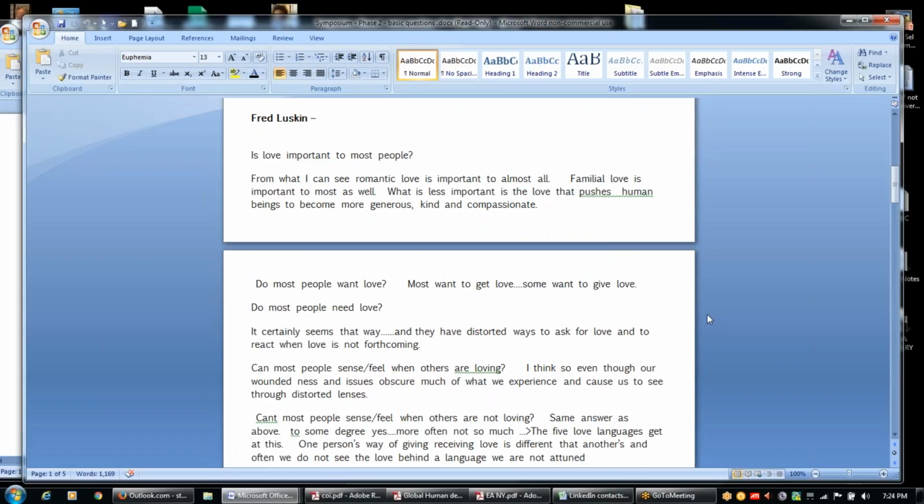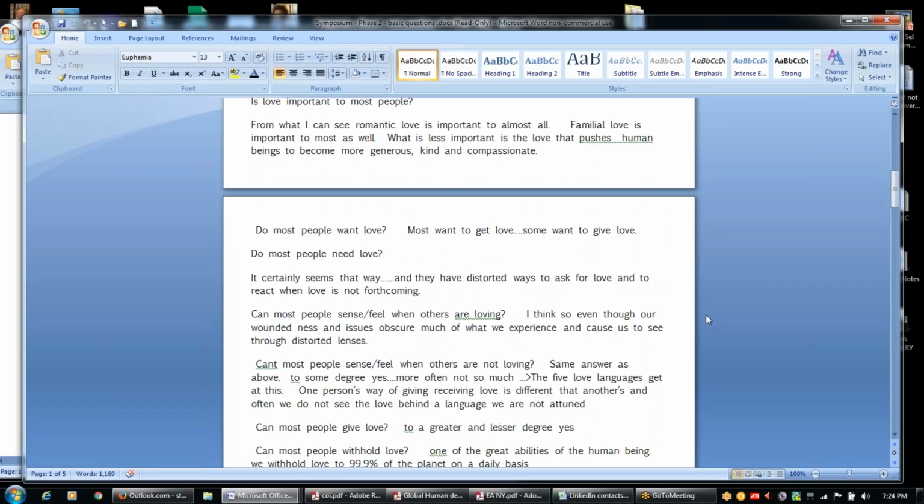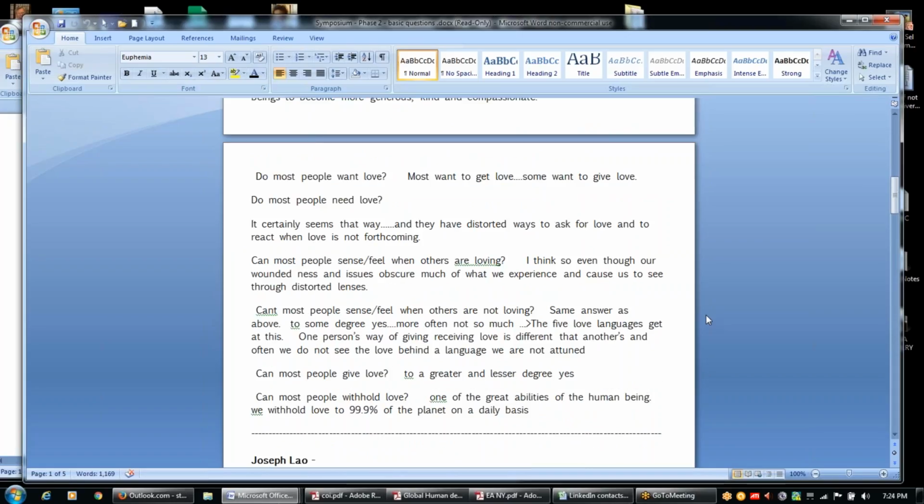All right, so Fred. Is love important to most people? From what I can see, romantic love is important to almost all. Familial love is important to most as well. What is less important is the love that pushes human beings to become more generous, kind, and compassionate. Do most people want love? Most want to get love. Some want to give love. Do most people need love? It certainly seems that way.